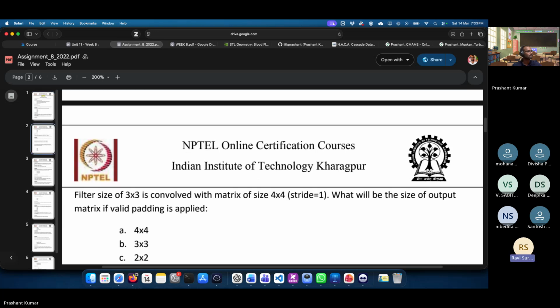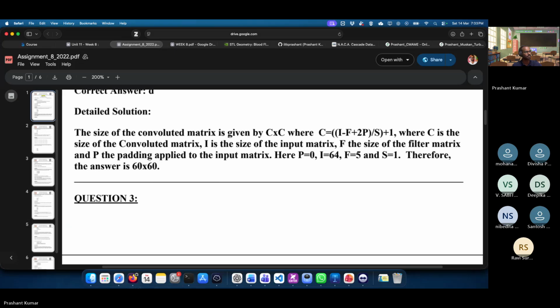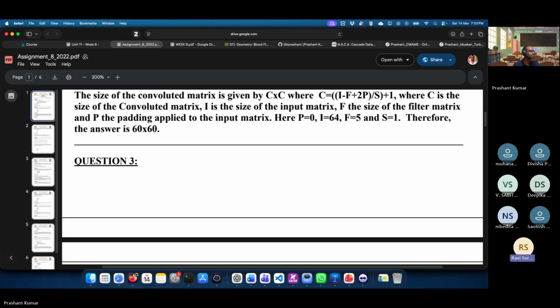Please go back to the formula, just 1 minute. It is I minus F plus 2P, no? Yes, twice P, padding, divided by S, plus 1. Okay, thank you.